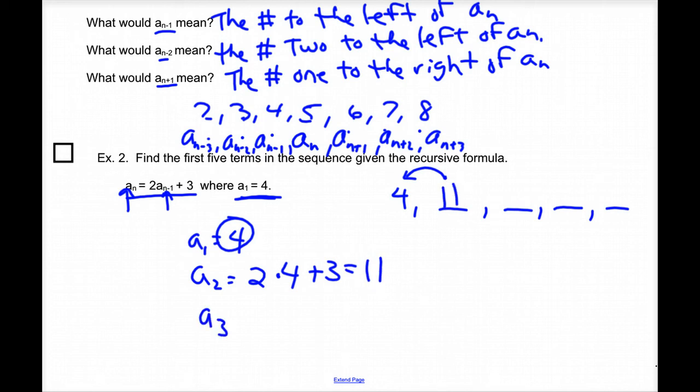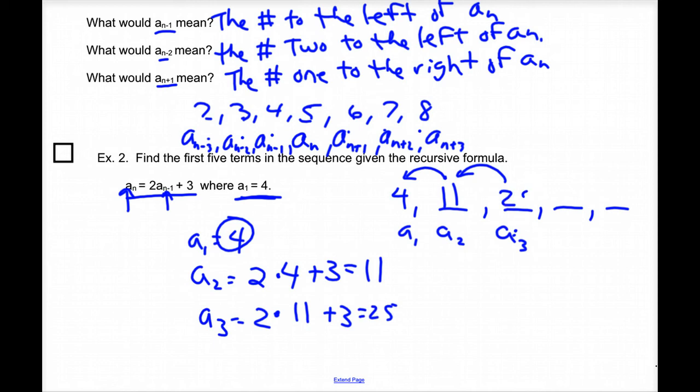To get the third number, so again, this is A1, this is A2, this is A3. To get this third number right here, I take the 2. The 2 is always in my formula up here. I'm always going to have a plus 3. But I'm going to take 2 times whatever's to the left, which is 11. 2 times 11 is 22. Plus 3 is 25.